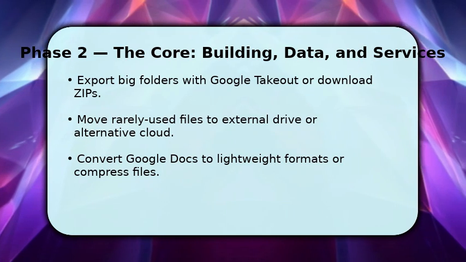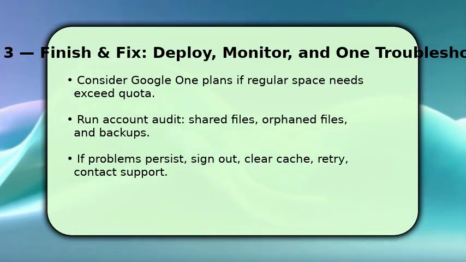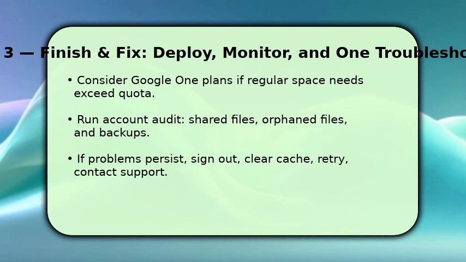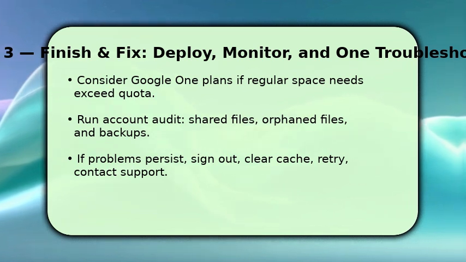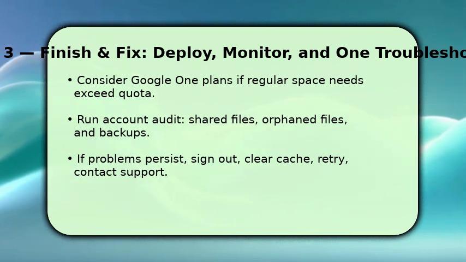You finalize the fix by choosing a long-term strategy and checking edge cases. If you regularly hit limits, upgrade storage via Google One. Otherwise, perform an account audit for shared or orphan files and persistent backups consuming space.